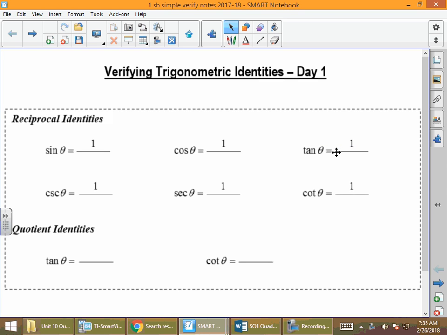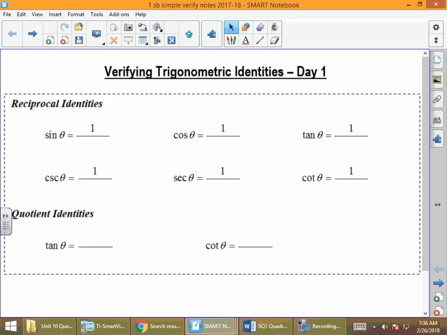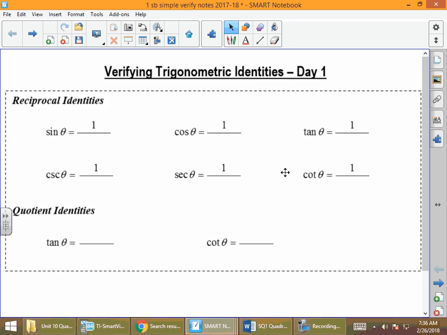Starting our new unit today, we're talking about verifying trigonometric identities. These first identities should look fairly familiar to us. As we talk about reciprocal identities, we know that the reciprocal of sine is cosecant. So sine can be rewritten as 1 divided by cosecant theta, and cosecant can be rewritten as 1 divided by sine theta, because they are reciprocal identities.